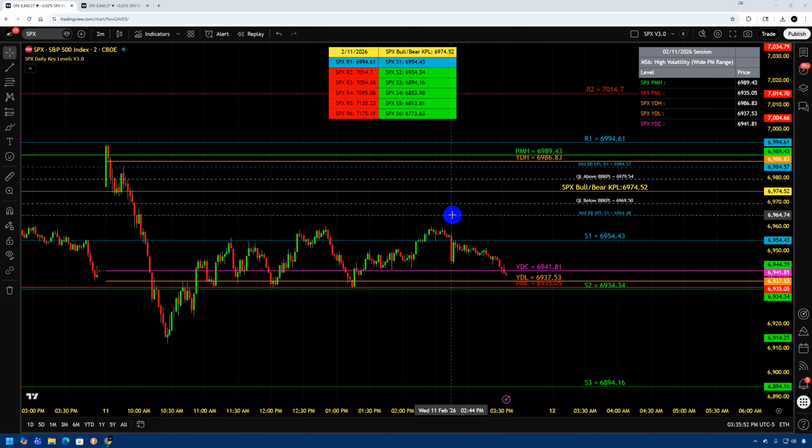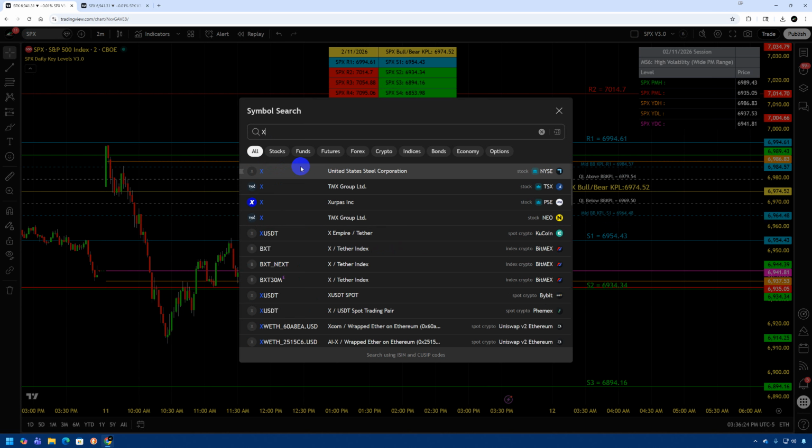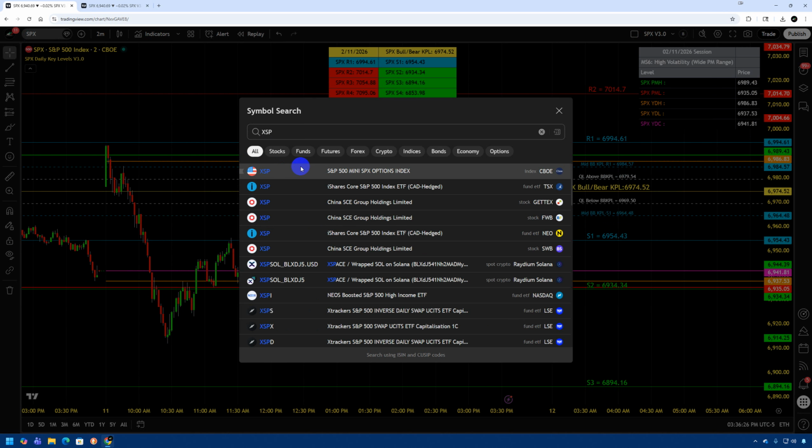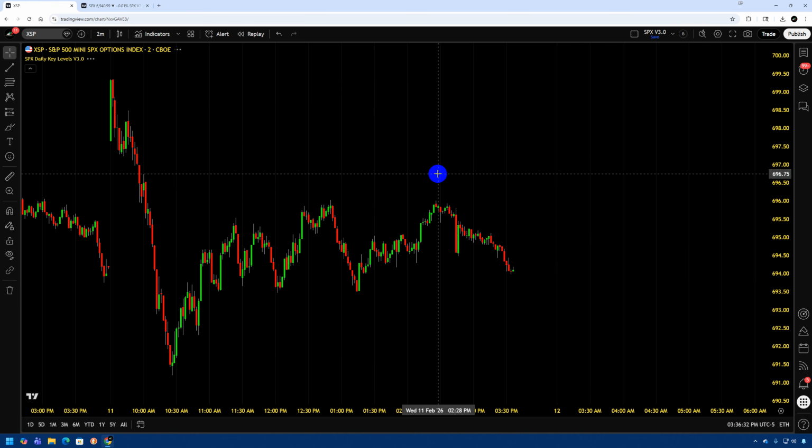You can simply go to ChatGPT or some other AI source, or just do an internet search on Google, asking what are XSP SPX mini index options, and what are some of the advantages of trading XSP options over SPY options. So you can look that up on your own. We'll go ahead and just show you right now. We'll put it on XSP. You just type in XSP, S&P 500 Mini SPX Options Index under the CBOE.